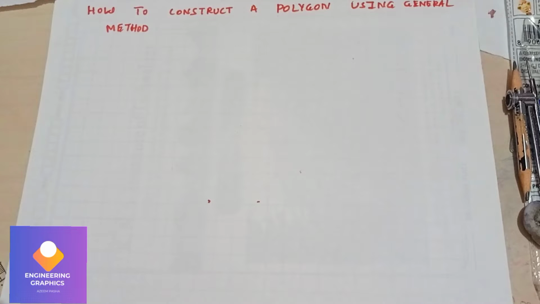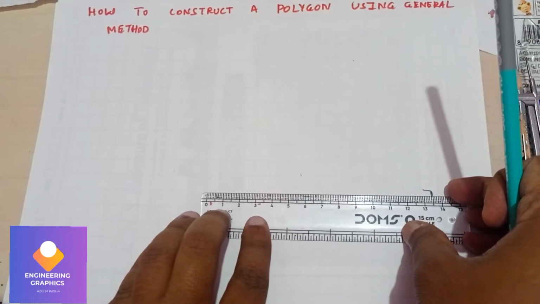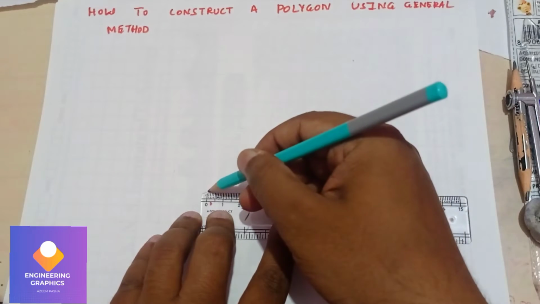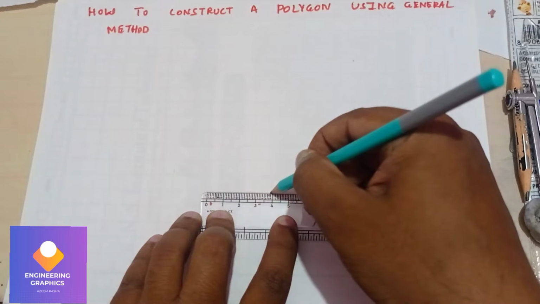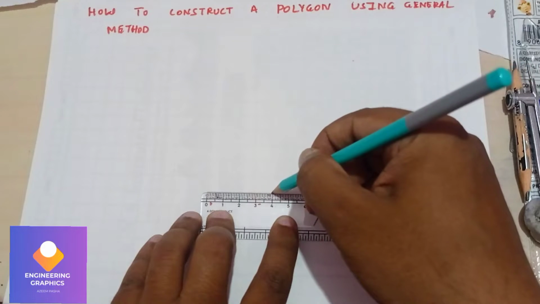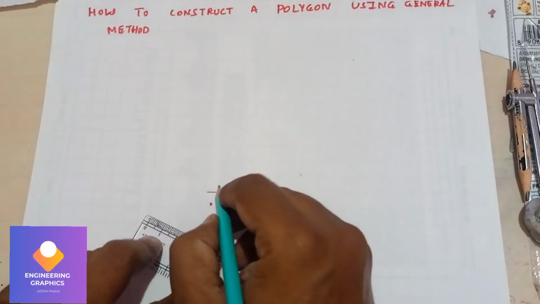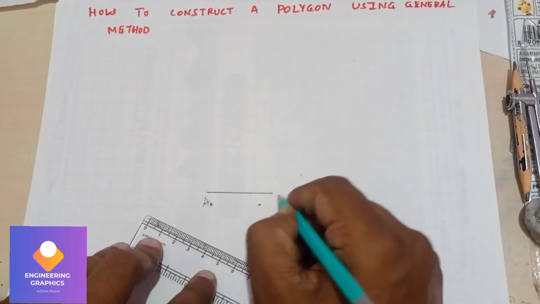Initially I'm going to draw a straight line of length 40. A horizontal line of 40, from this point to here. From here to here, this is AB.